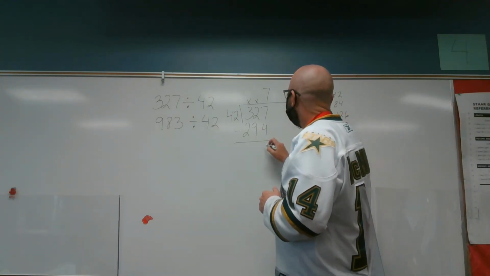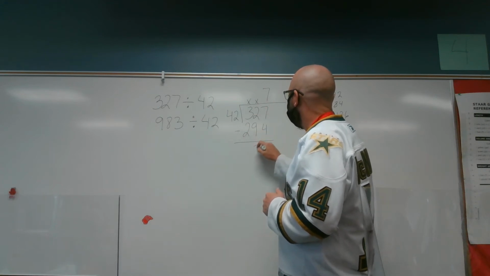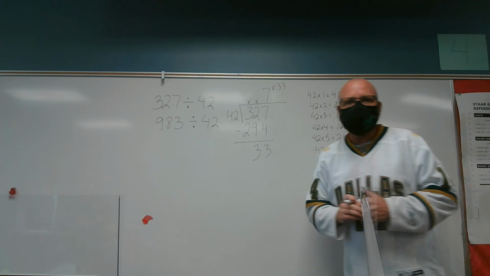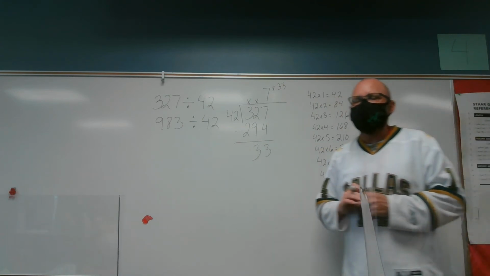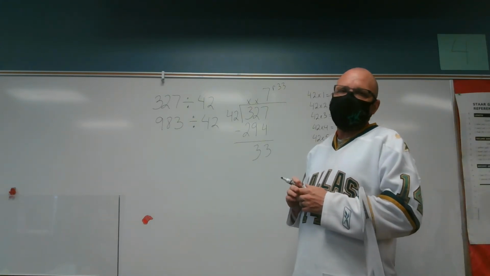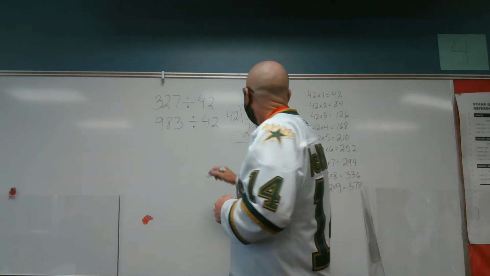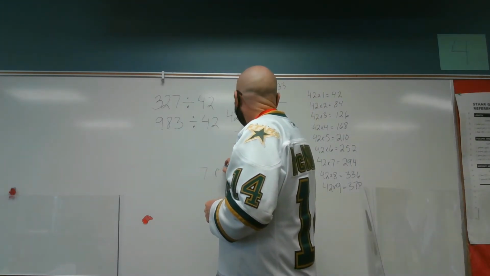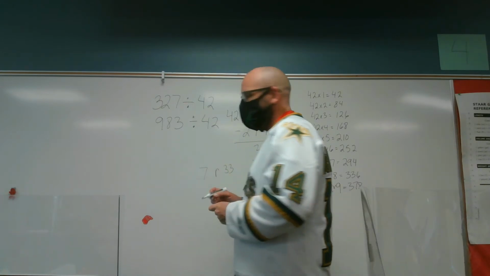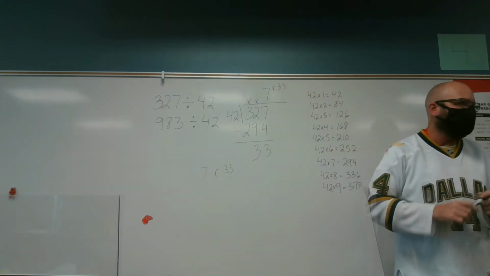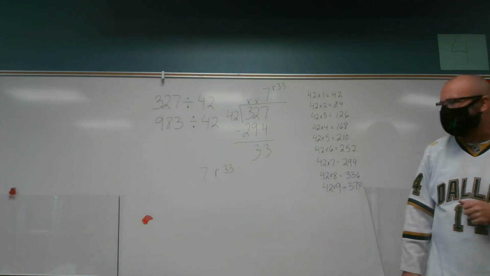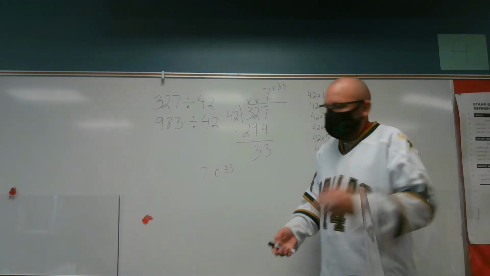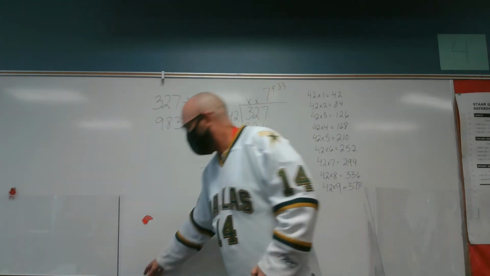So 3 and 33. If you were typing it into a Google form, for example, on Google Classroom, it would be 7, then you can put remainder 33. 7R33, that would tell me that 33 was the remainder. I'm just saying.